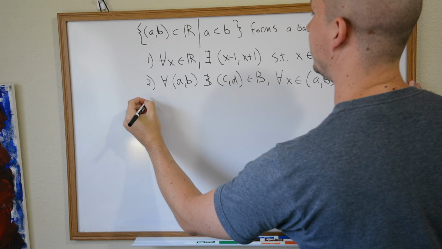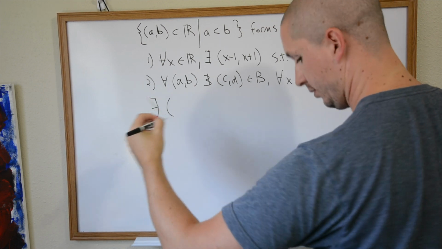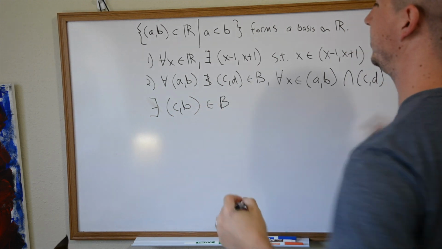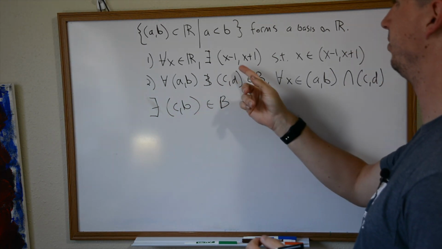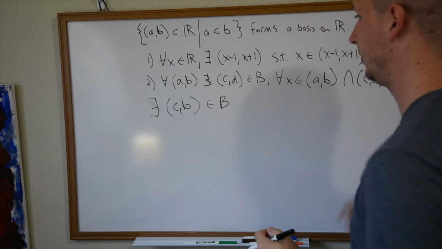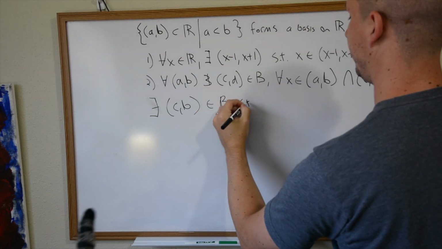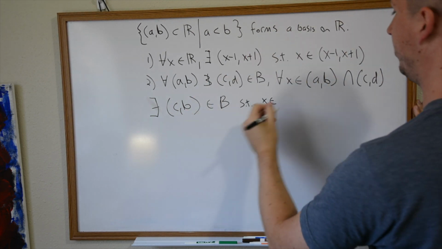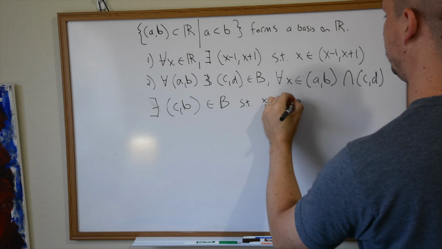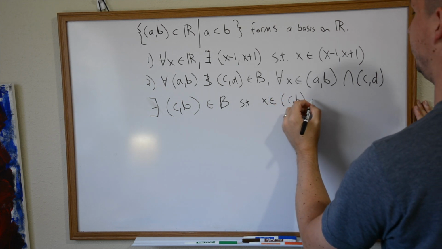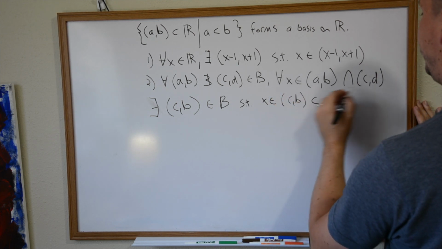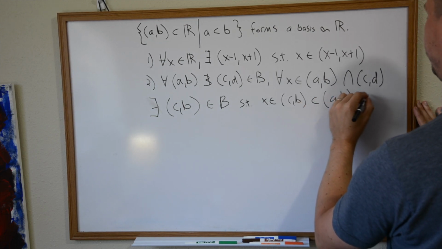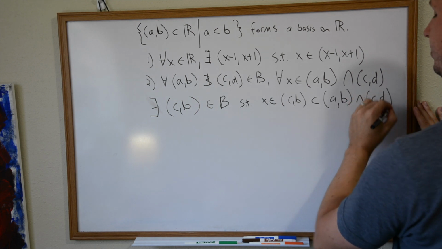Since they intersect, that means there exists some interval from C to B, which is also in this set of basis elements, because we said this consists of any open interval, such that an arbitrary x is going to be within this interval, and this interval is going to be a subset of the intersection of these 2 original intervals. A little bit redundant for me to write this, but I'll do it just for the sake of it.